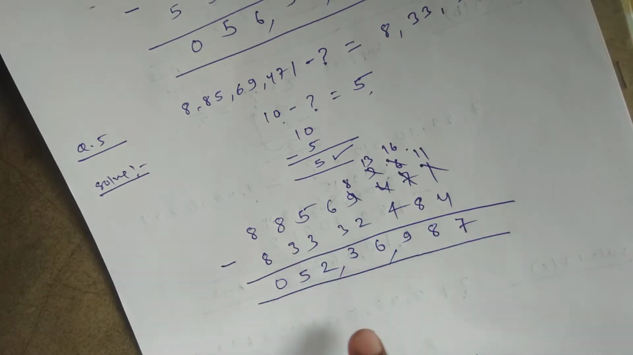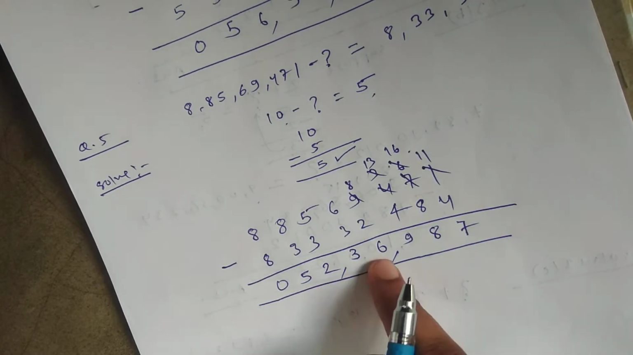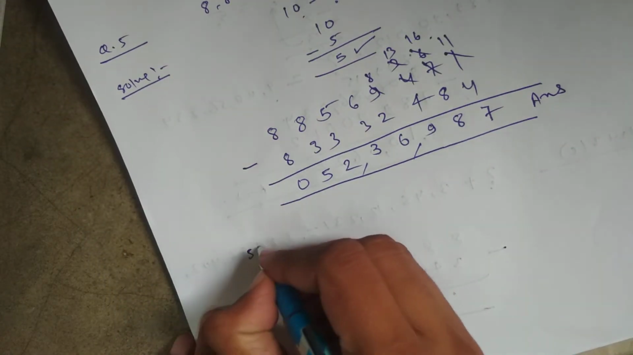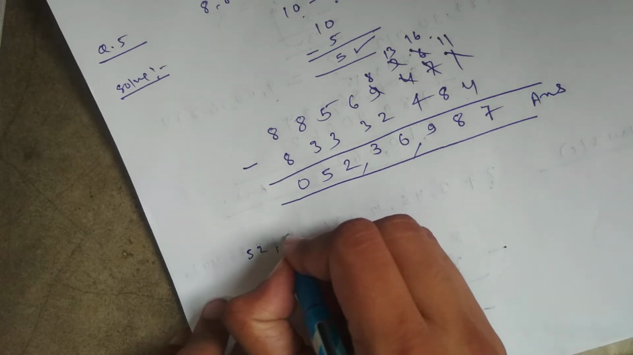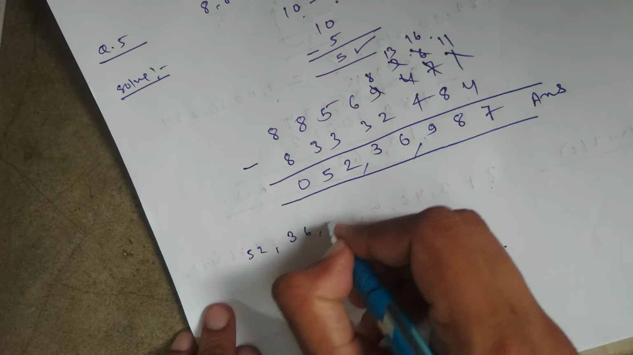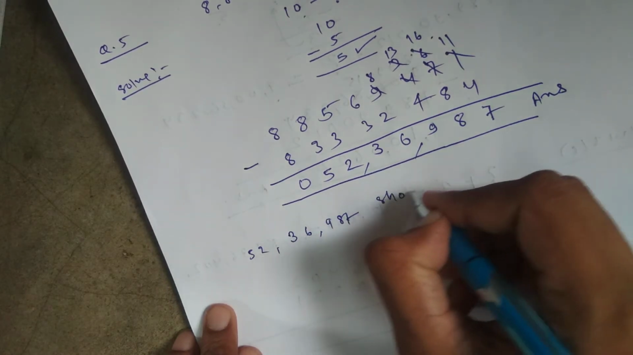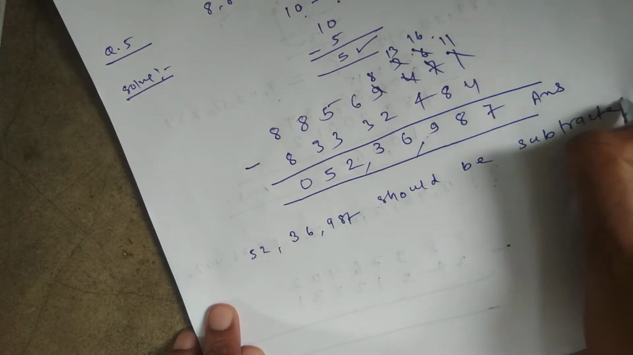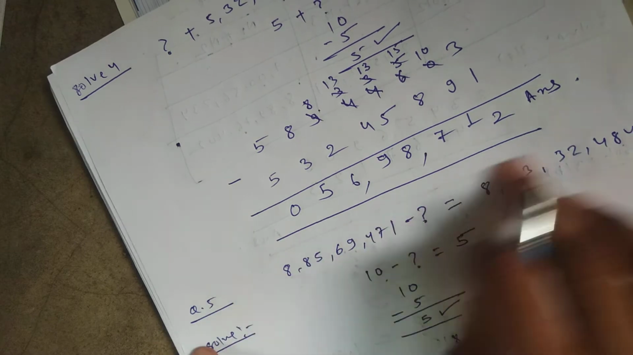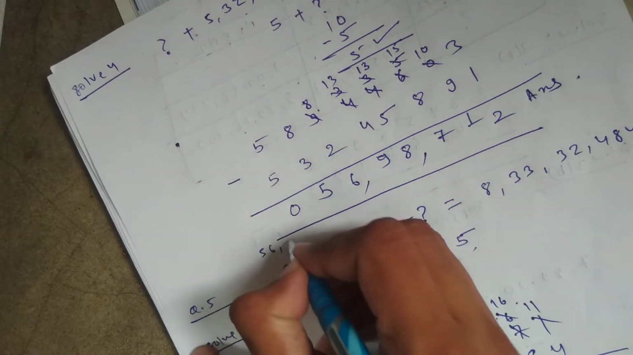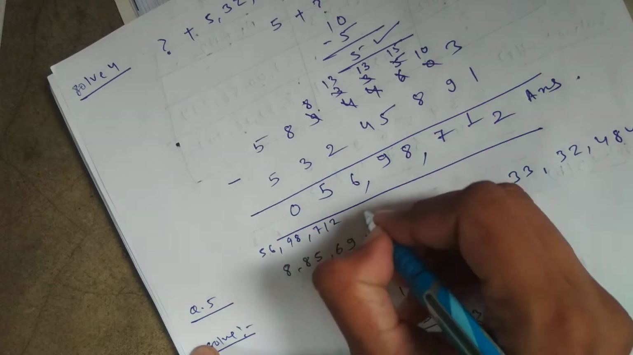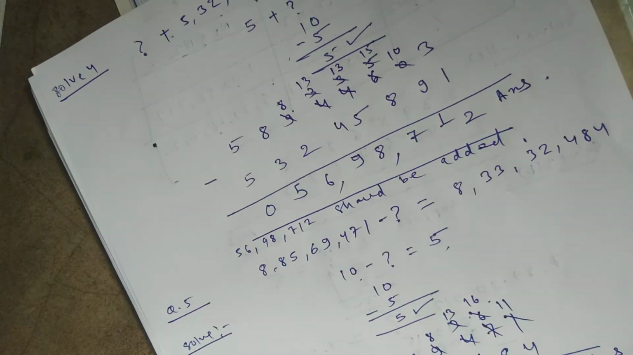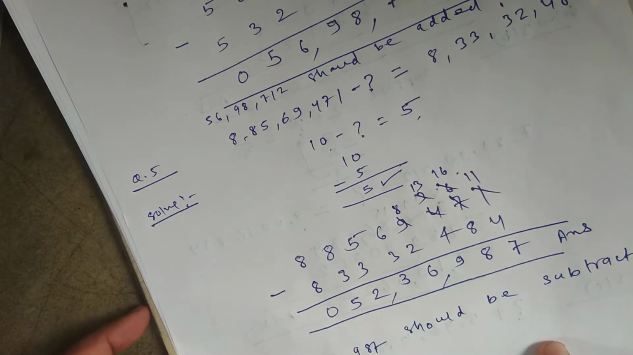So our answer will be 52,36,987. So you will write 52,36,987 should be subtracted. Okay, here you will write this number should be added, means 56,98,712 should be added. Okay, this will be the answer. Here this will be the answer.